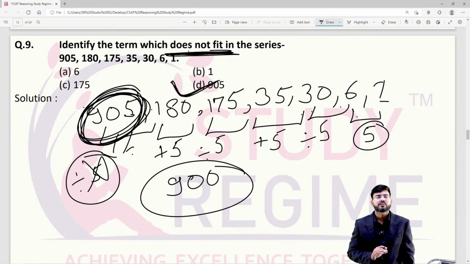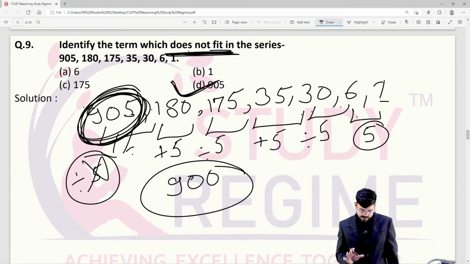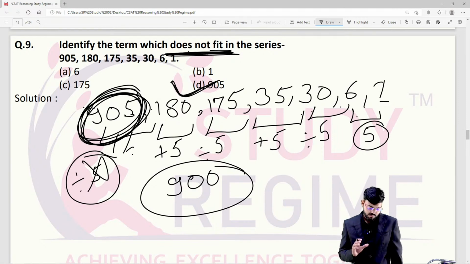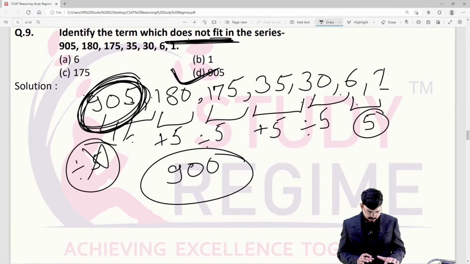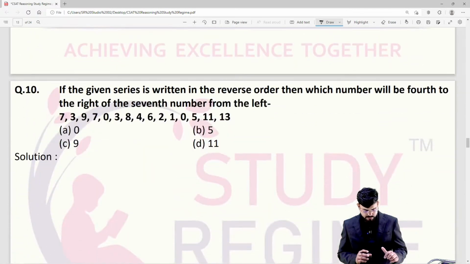Clear? What are we doing in this question? Nothing. You just see the pattern, just practice. The more you practice, the more you learn. I have practiced so many times, that's why I know what to do in these types of questions. Your approach is very important. Be clear in your approach. So, this is question number 9. It's very easy. You see the pattern, you solve like this. Okay. Let's move on with the next question.